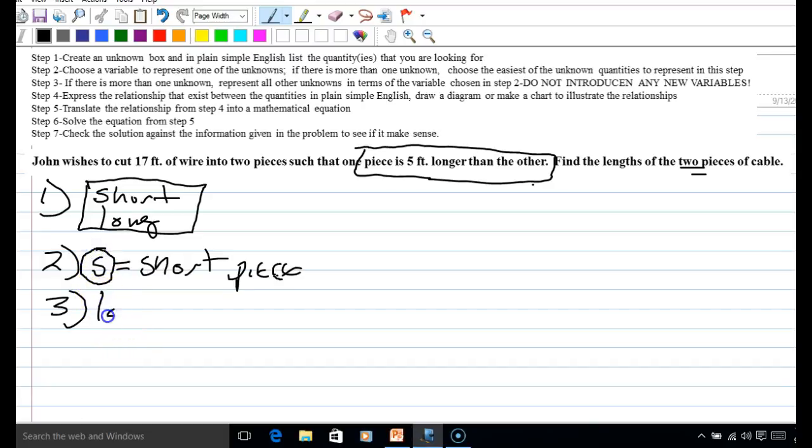So I've got to represent the length of the long piece of cable. Now I don't want to introduce a new variable here, say L, because at this point in the class I haven't taught you how to solve an equation that contains two variables. So I have to represent the long piece of cable using the variable that I chose in step 2, which is S. So the length of the long piece of cable is equal to the length of the short piece of cable, which is S plus 5.